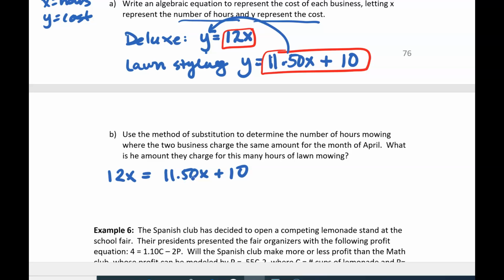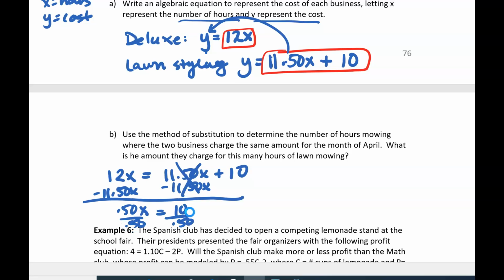I'm going to get x together by subtracting 11.50x from both sides. So 12 minus 11.50 is 50 cents times x equals 10. And then we're going to divide both sides by 50 cents. So you can ask yourself, how many times does 50 cents go into $10? You end up getting 20. And then remember, x is the number of hours. So that means for 20 hours of lawn mowing, they charge the same exact price.